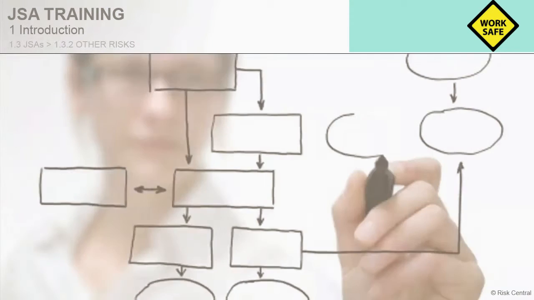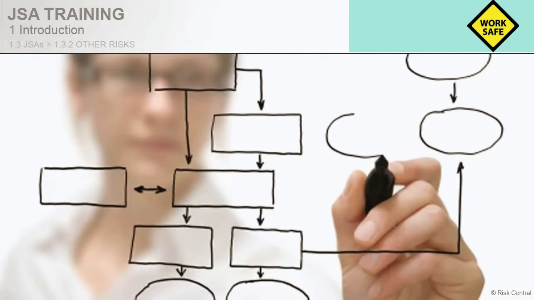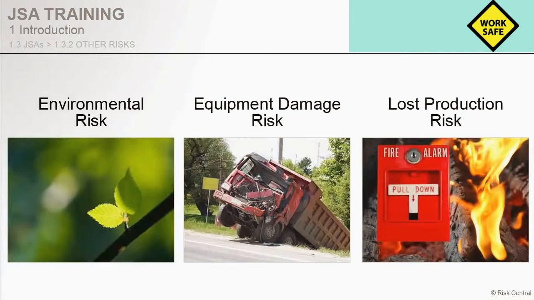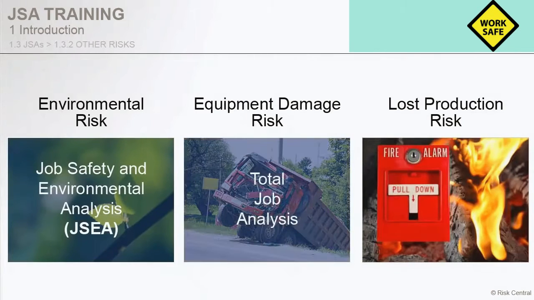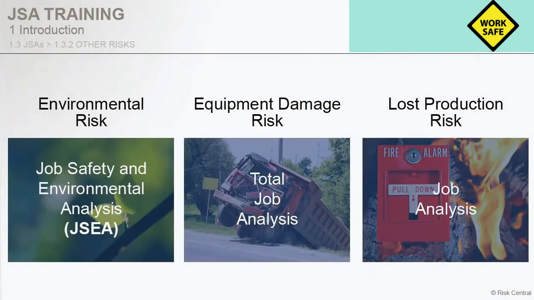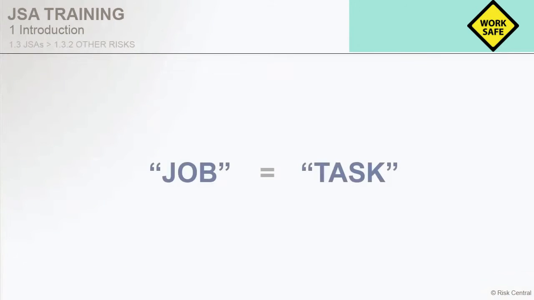Some companies prefer to expand the analysis to cover other risks such as environmental, damage to equipment, lost production and so on. These approaches may be known as Job Safety and Environment Analysis, JSEA, Total Job Analysis or Job Analysis. In this presentation, we will use the terms job and task interchangeably.